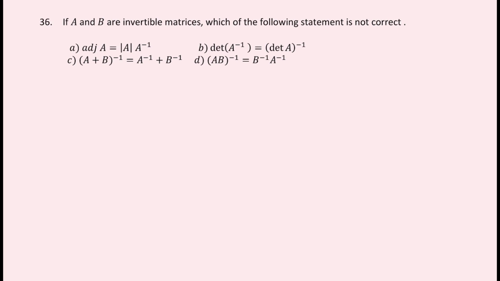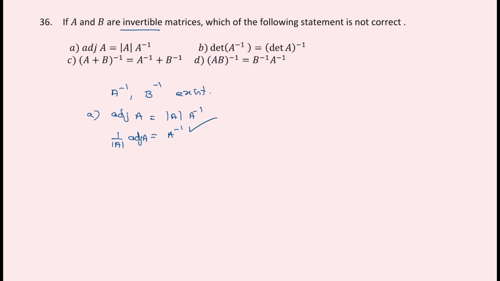Next, question 36. If A and B are invertible matrices, what do you mean by invertible matrices? A inverse and B inverse exist. Which of the following statements is not correct? The first statement is adjoint of A is determinant of A into A inverse. This is correct because we know the formula for A inverse, 1 by determinant of A into adjoint of A. It is the same equation.